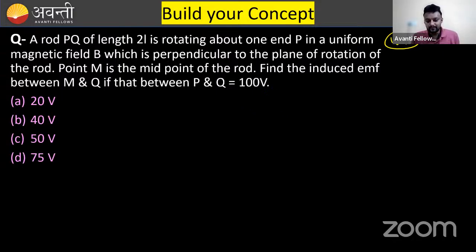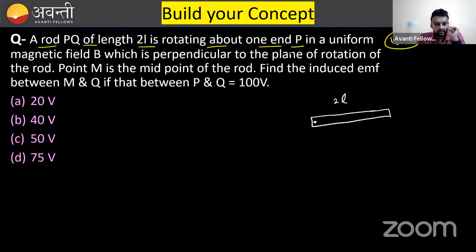So, anyone got the answer? Okay, look at that. First of all, a rod PQ of length 12 is rotating about one end P. So first of all, I will try to draw the situation. There is a rod of some length 12. This rod is PQ, and it is rotating about one of its ends, P. It is rotating about this point P.